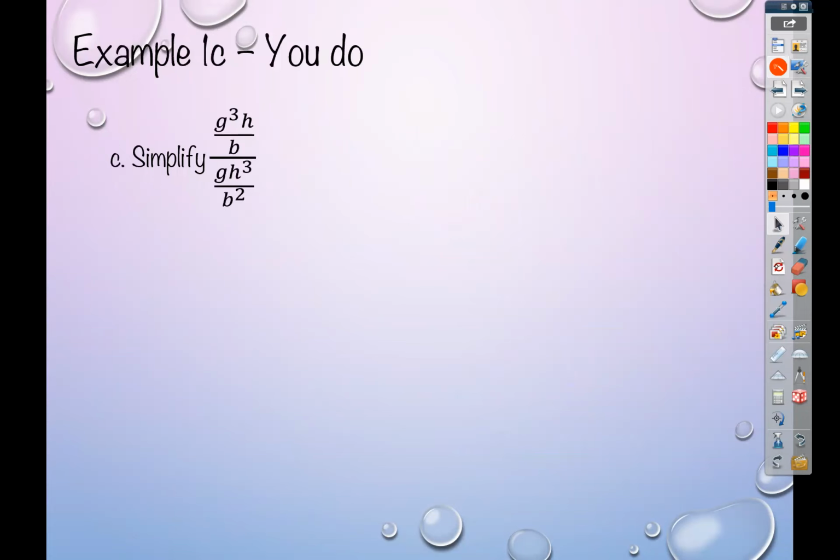All right, you go ahead and try this one. And you should have gotten g squared b over h squared.